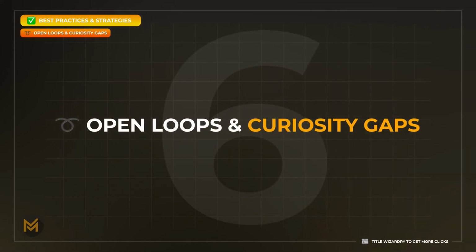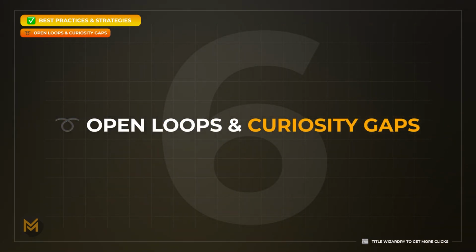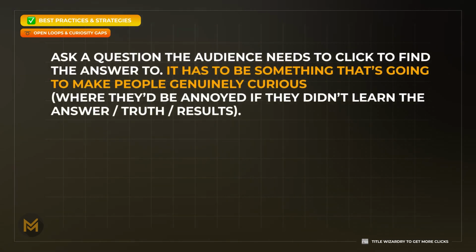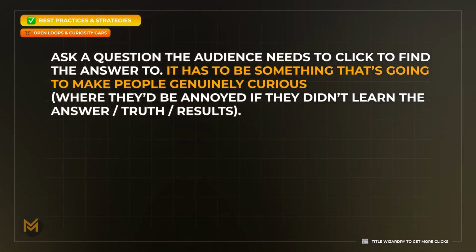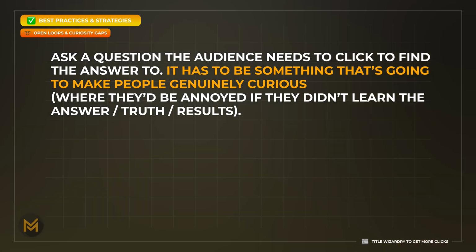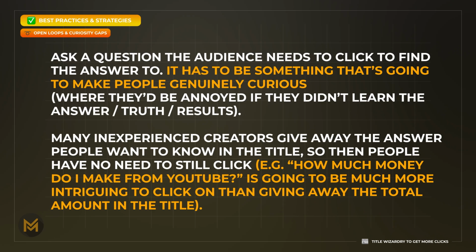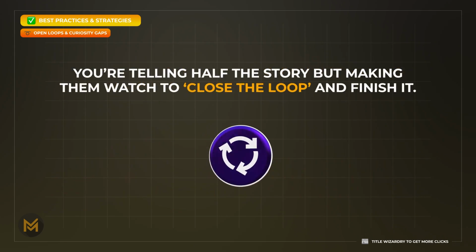Title tip number 6, open loops and curiosity gaps. Ask a question the audience needs to click to find the answer to. It has to be something that's going to make people genuinely curious, where they'd be annoyed if they didn't learn the answer or the truth or the results. Many inexperienced creators give away the answer people want to know in the title, so then people have no need to still click. For example, how much money do I make from YouTube? It's going to be much more intriguing to click on than giving away the total amount in the title or thumbnail. You're basically telling half the story, but making them watch to close the loop and finish it.